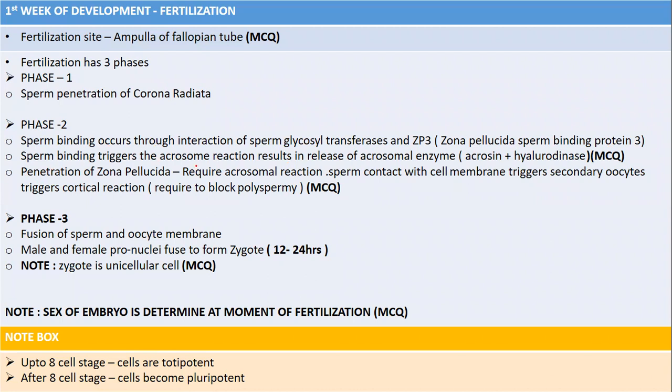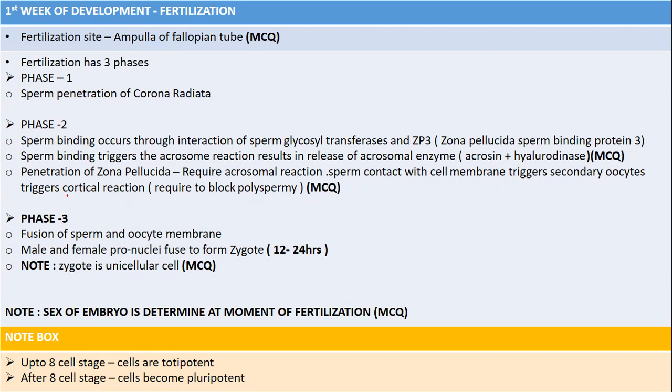Sperm binding triggers the acrosomal reaction, resulting in release of acrosomal enzymes. What are the acrosomal enzymes? It is acrosin and hyaluronidase. This comes in the MCQ. Penetration of the zona pellucida requires the acrosomal reaction. Then the sperm's contact with the cell membrane of the secondary oocyte, also known as the oocyte, triggers the cortical reaction, that is to block polyspermy.